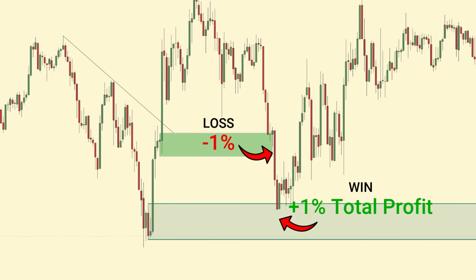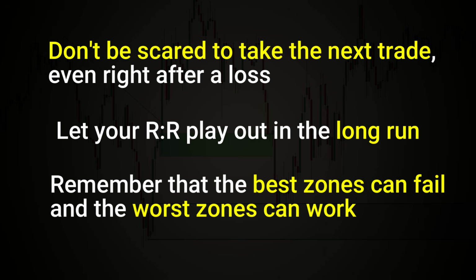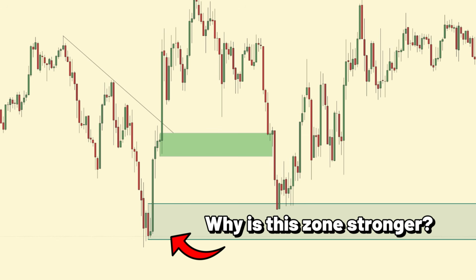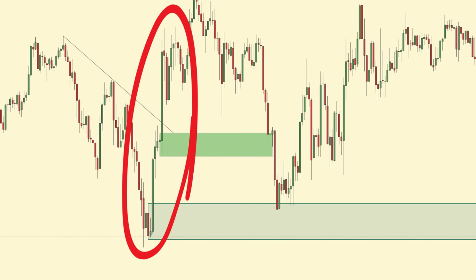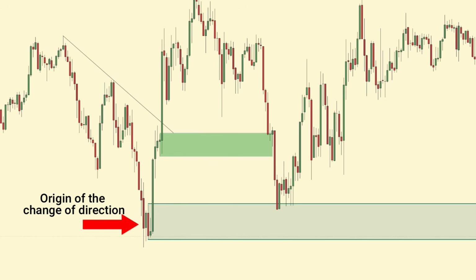So it's just a great example here of you can't be scared to take the next trade, especially if both of the zones are very good. But why is this such a stronger zone? Because clearly the origin of this entire move that you see on this chart was created from that PV zone at the very bottom.